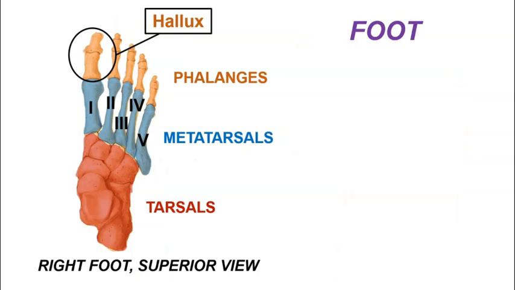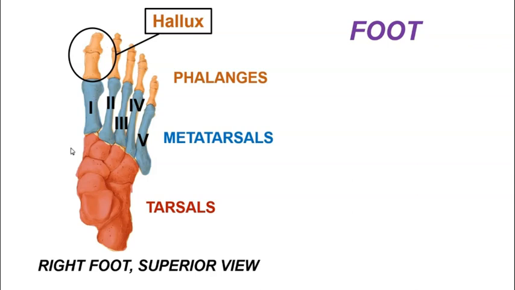And last but not least, we have the region that is referred to as the foot. And the foot is constructed from bones that are located in three major regions. The ankle bones, which are highlighted in red here, and those are collectively called the tarsals. We have the bones of the sole of the foot, which are highlighted in light blue here, that are collectively called the metatarsals. And then finally the bones of the toes that are located at the very distal end of the foot, that are collectively called the phalanges.